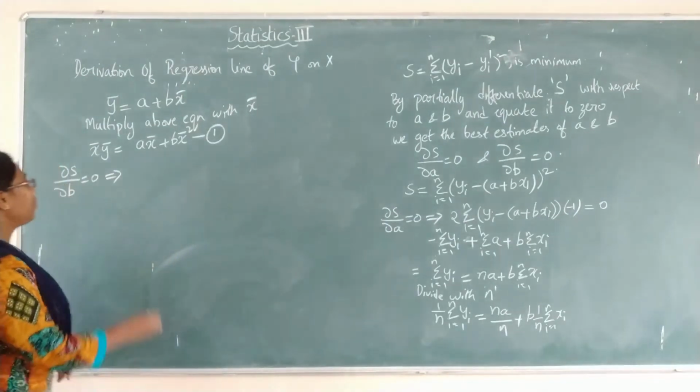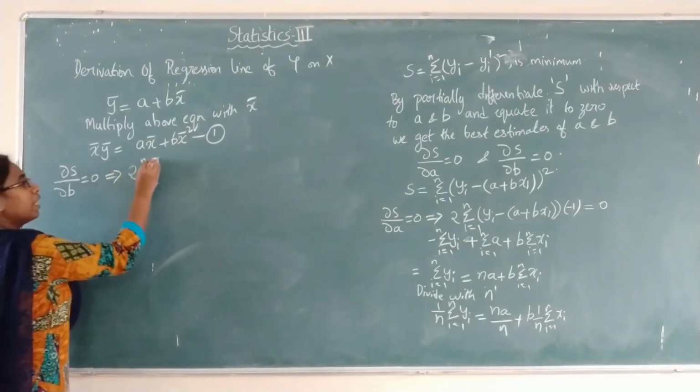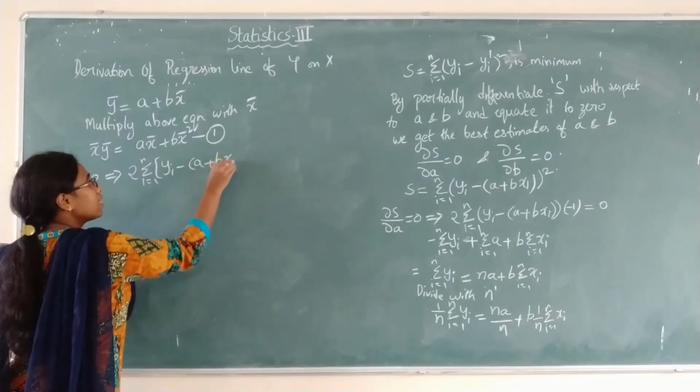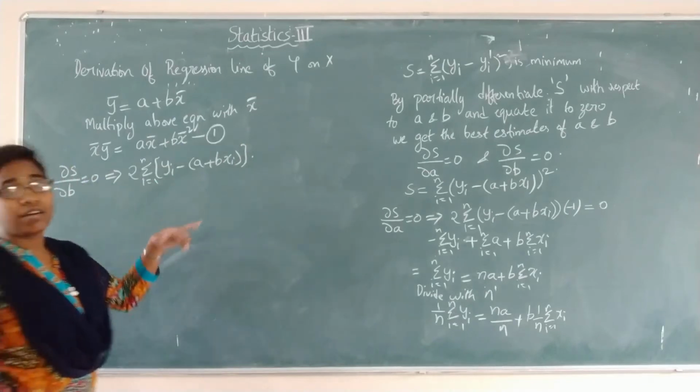It is in the form of x square, so you get 2 into summation i equals 1 to n, (yi minus (a plus b xi)) into, what is the coefficient of b here? Minus x.